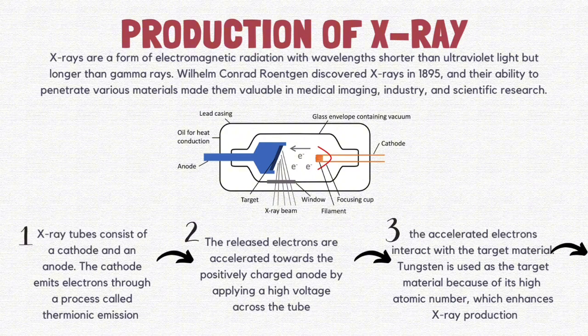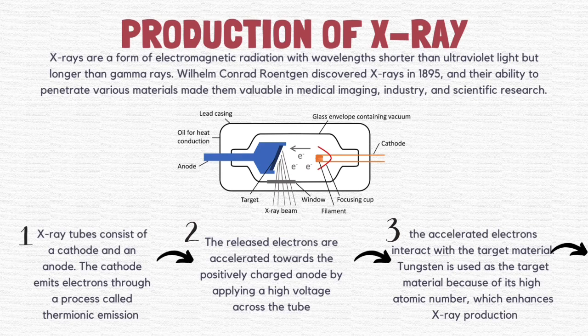tube. So the first thing is the electron source. X-ray tubes consist of a cathode and anode. The cathode emits electrons through a process called thermionic emission. It involves heating a filament to release electrons into the surrounding space.